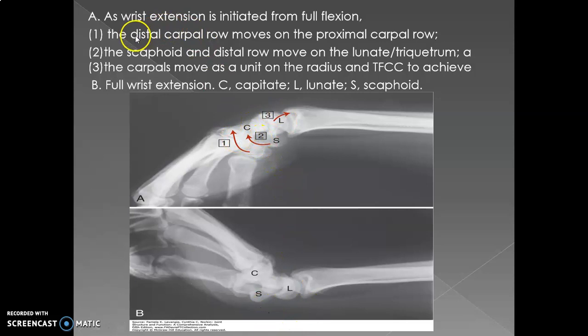So the distal carpal row moves on the proximal carpal row. The scaphoid and the distal row move on the lunate and the triquetrum. The carpals move as a unit on the radius and the TFCC to achieve full wrist extension. So here the C is capitate, L is lunate, and S is the scaphoid, as I already told you.